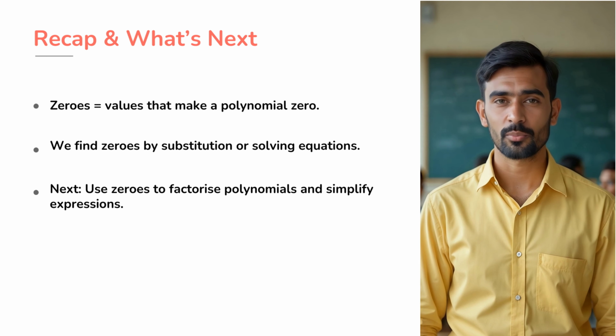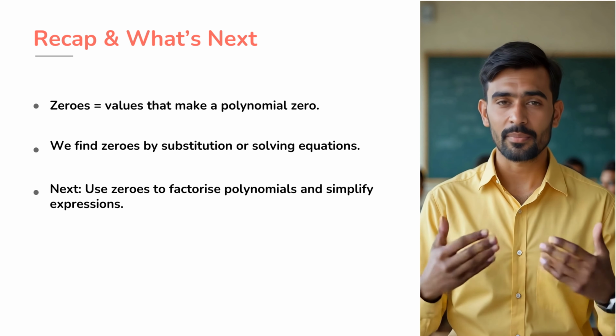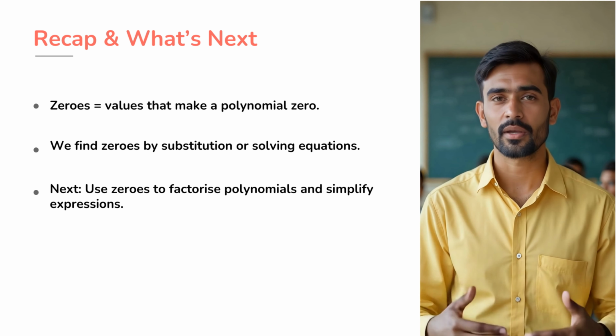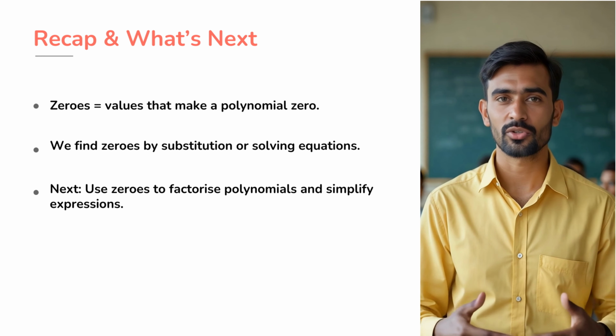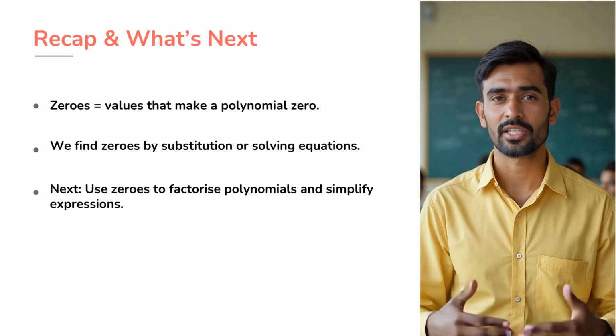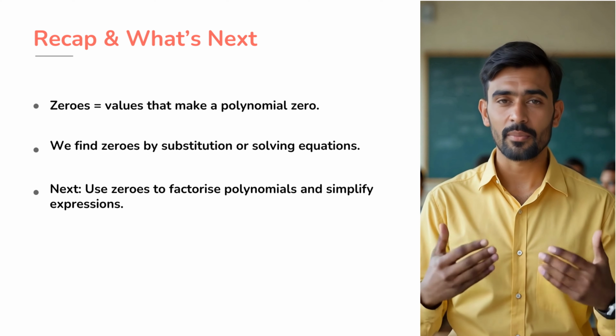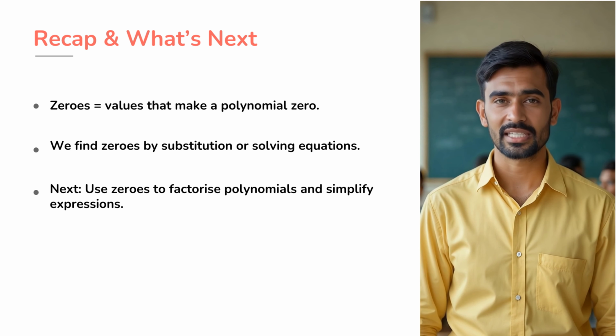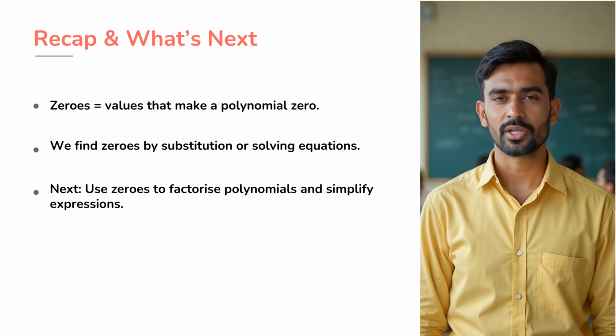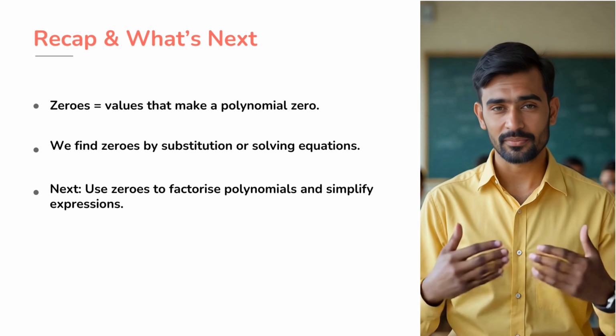A zero of a polynomial is any value that makes the expression equal 0. You can find it by plugging in values or solving equations. The number of zeros depends on the degree of the polynomial. Coming up next, we'll explore how these zeros help us factorize polynomials. Get ready, you're about to uncover the real power of algebra.